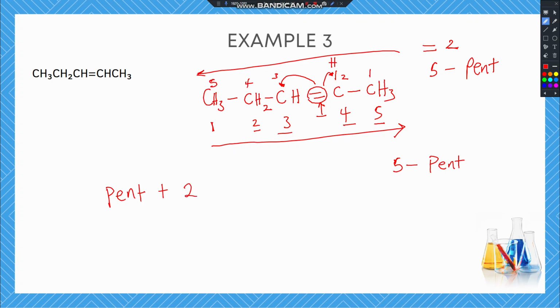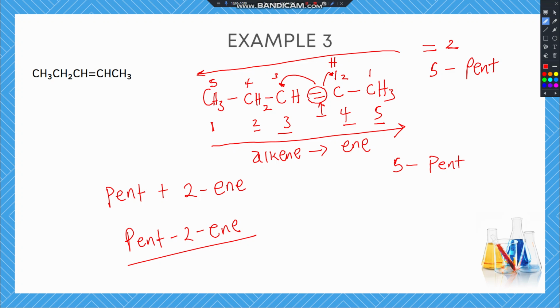So we indicate the number and we indicate the suffix, which shows that it has a double bond, and a double bond shows that it is an alkene. An alkene usually has the suffix ene to end its name. So adding everything together, we have pent-2-ene as the name of the compound.